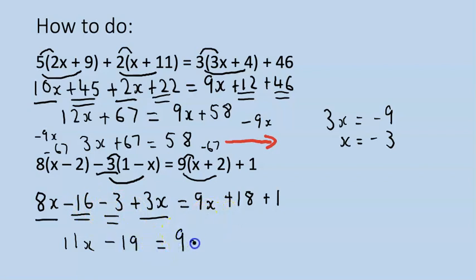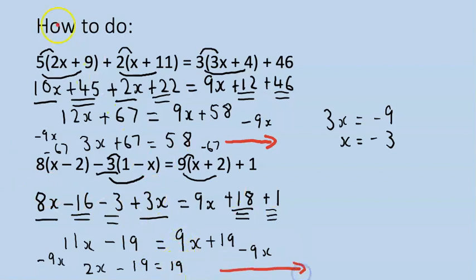9x is the same here, so 9x. 18 plus 1 is 19. The 9x's go, because it's a smaller x. 2x minus 19 equals 19. So this means if I add on 19 onto the other side, I get 2x is 38. So x must be 19.